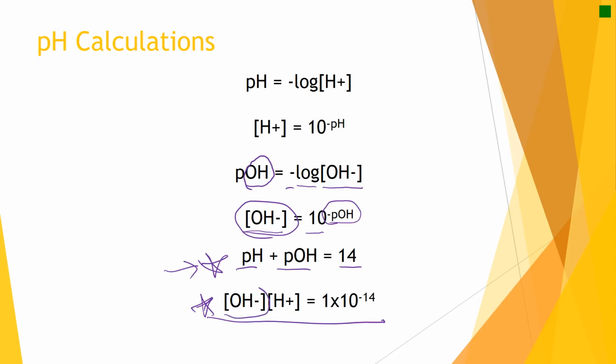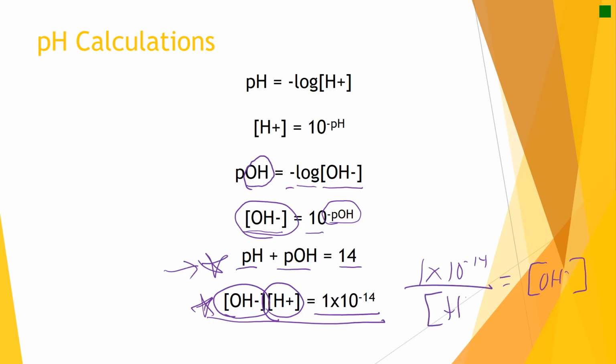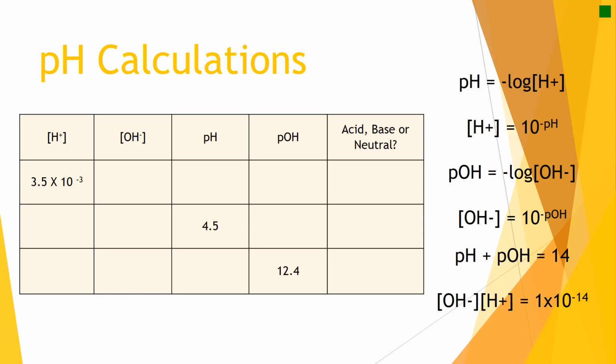And the hydroxide ion and the hydronium ion concentrations multiplied together equal 1 times 10 to the negative 14th. So a lot of times, in order to solve for it, you're going to take 1 times 10 to the negative 14th. Let's say I wanted to find my hydroxide ion concentration. I'm going to divide it by my hydronium ion concentration, and then it'll give me my hydroxide. All right, so let's use these formulas.